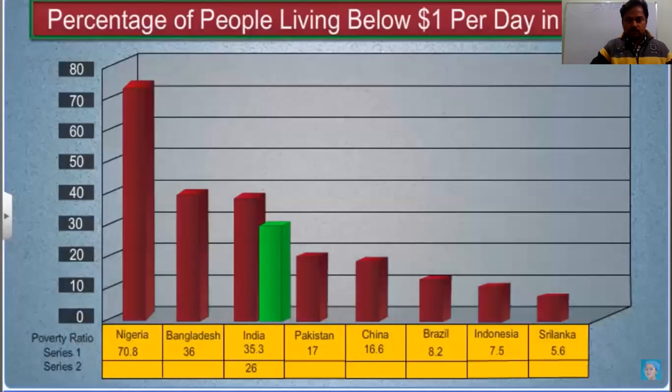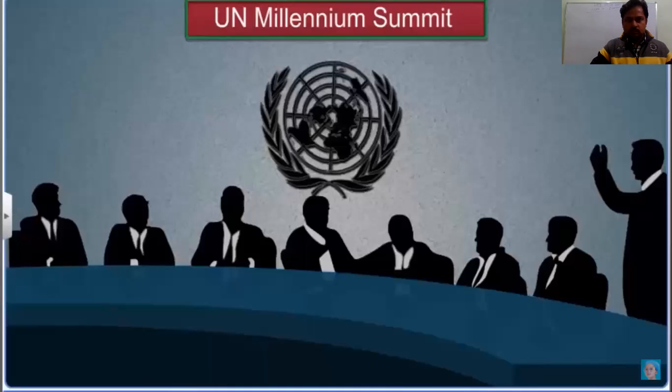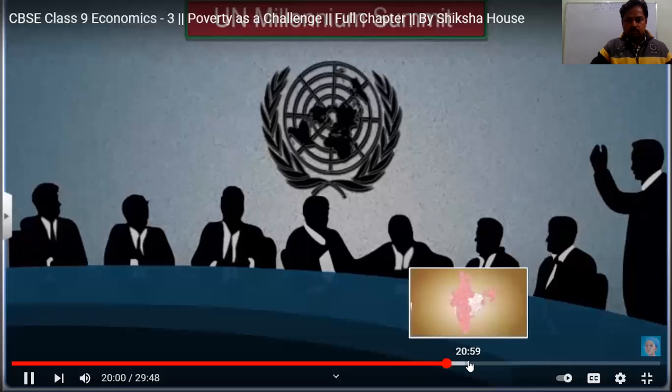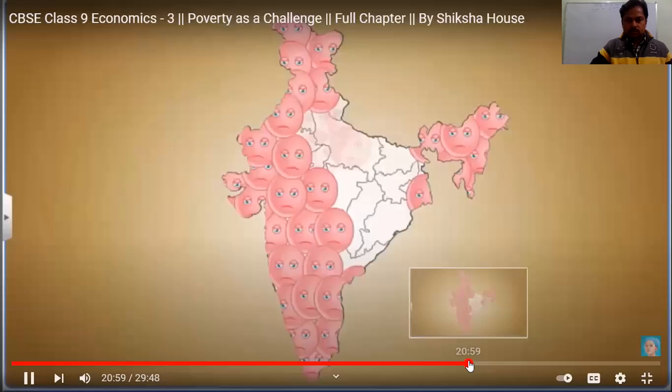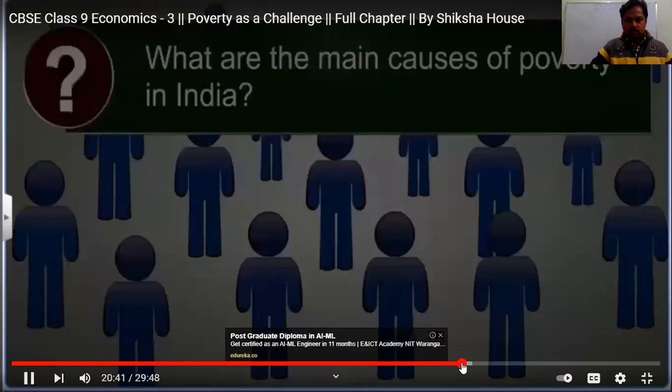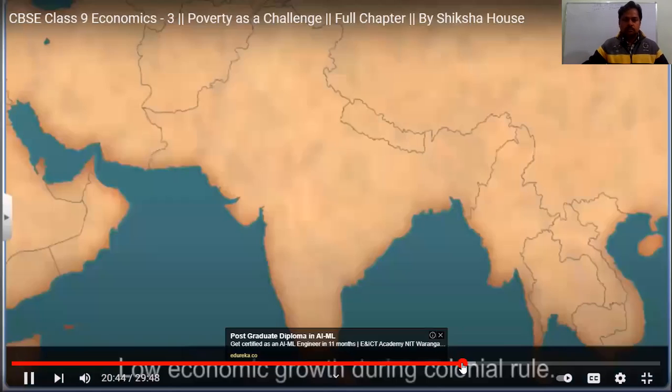Global leaders expressed their commitment to reduce poverty in the United Nations Millennium Summit held in September 2002. Leaders from 189 countries signed a declaration.